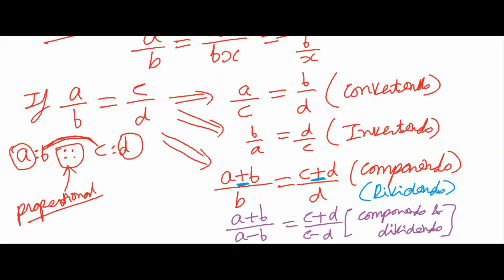Okay, I did a small mistake in the naming, so let me correct that. This is not called convertendo. I am not converting it, right? It is called alternendo. Alternendo means what? This C I am bringing here and this B I am bringing there. Only one part. So that is called alternendo, not convertendo.